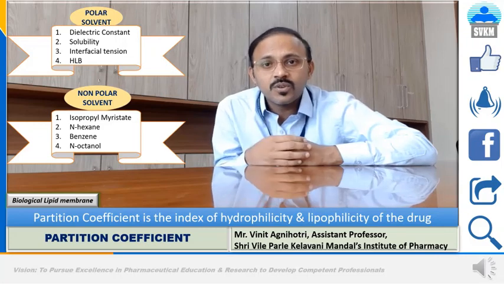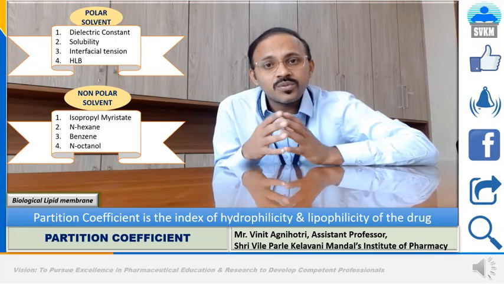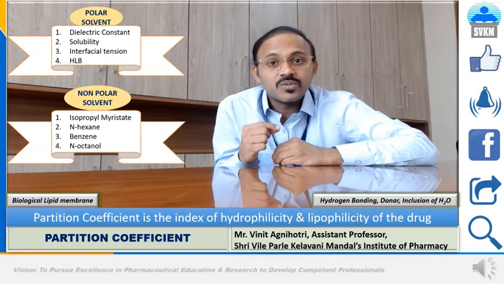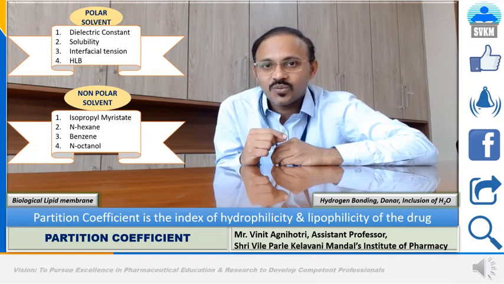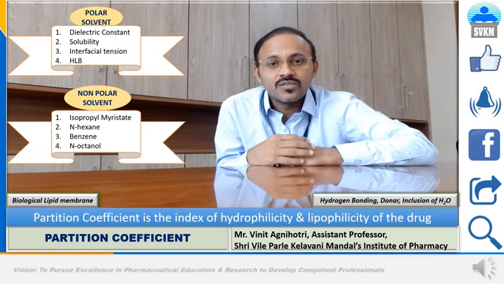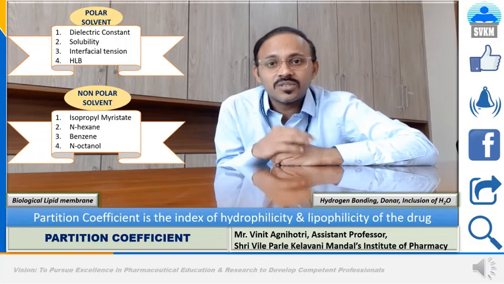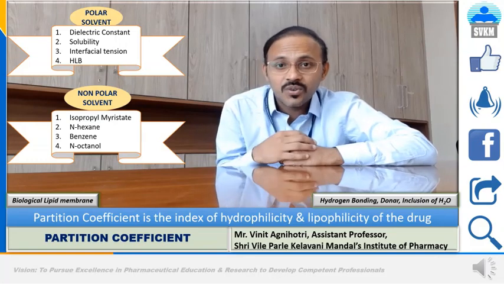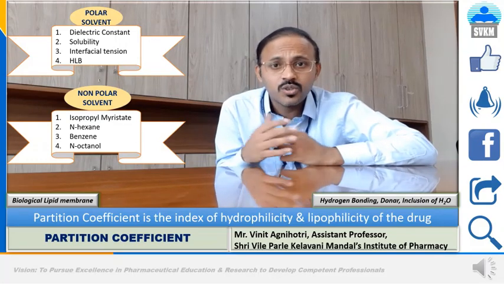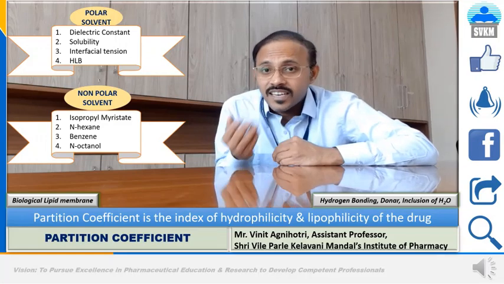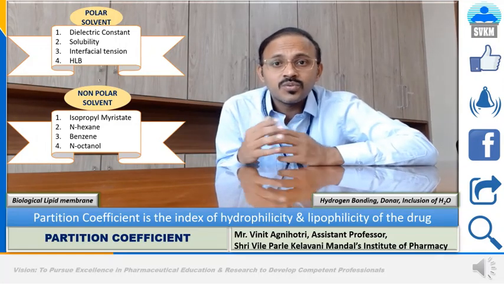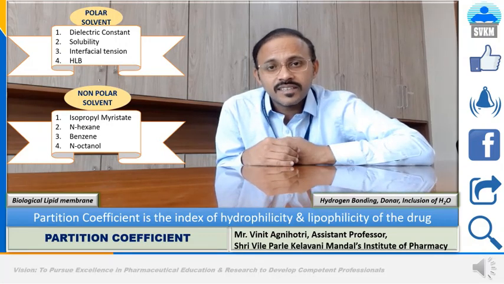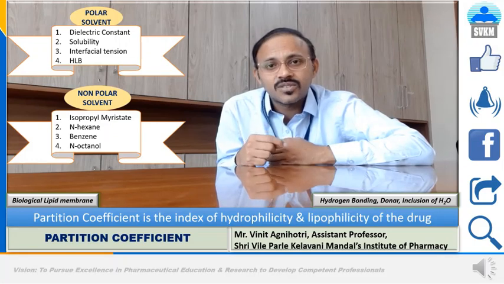When we talk about the nonpolar solvent and the polar solvent, you have to take into consideration the hydrogen bonding, donor capacity and inclusion of the drug molecule inside the solvent. Talking about the polar one, you have to understand the dielectric constant of that polar solvent. Let's say for example, water has a dielectric constant of approximately 78, and ethanol has a dielectric constant of 25. If you go towards the non-polar ones, the dielectric constant decreases. For example, benzene has a dielectric constant of 4.